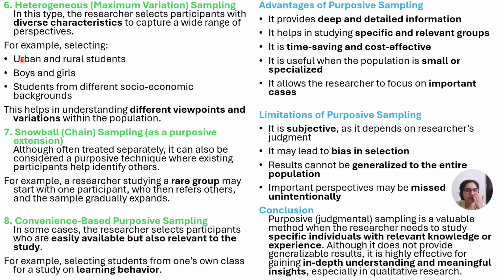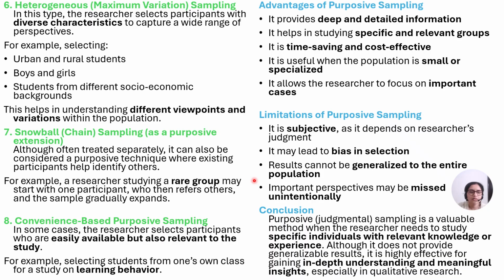Then heterogeneous sampling. Okay. In this type, the researcher will select participants with diverse characteristics to capture a wide range of perspectives. Example, he will select urban and rural students. Both of them are completely different. He will select boys and girls. And he'll select students from different socio-economic backgrounds. So this will help in understanding different viewpoints and also variations in the population.